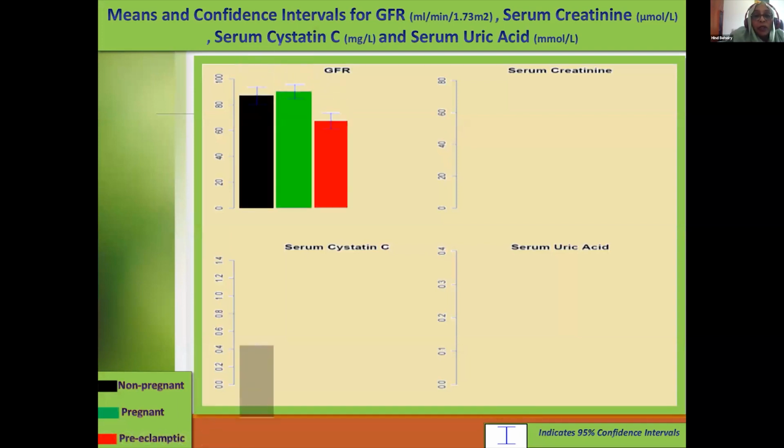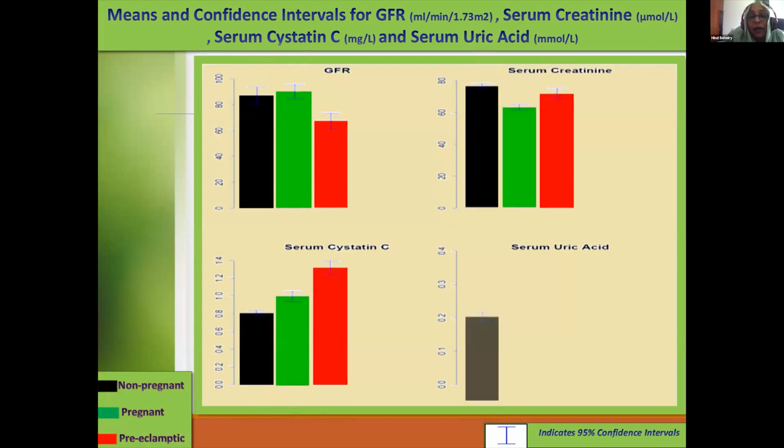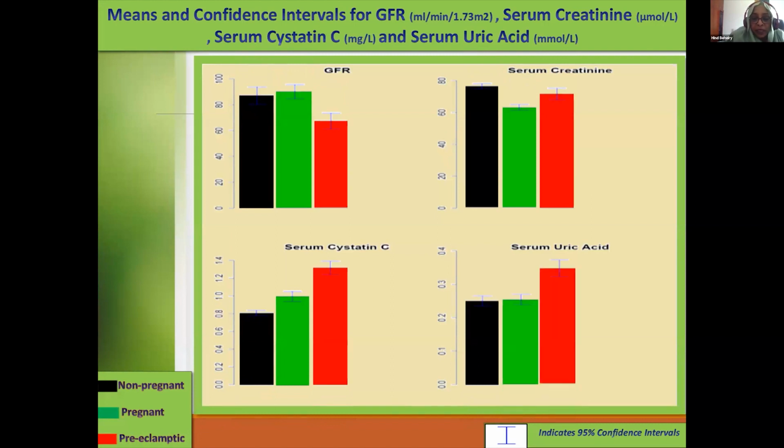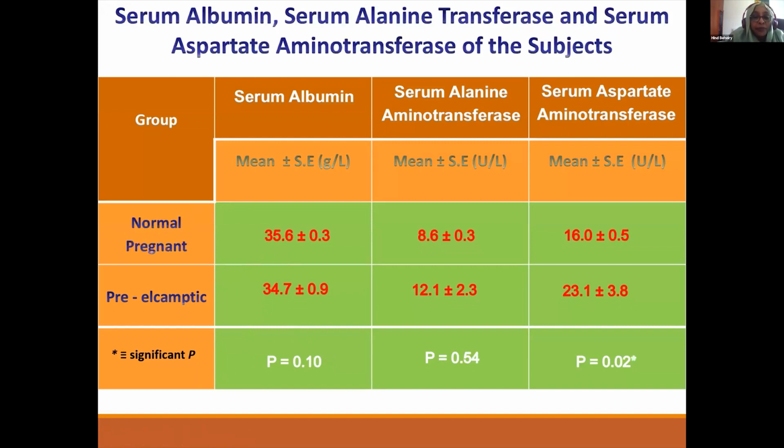This diagram as well shows the differences between the serum levels and the GFR of the three groups of subjects. Here, serum albumin, serum aspartate, and the serum alanine aminotransferase levels. As you can see, there is a significant difference between the non-pregnant and the preeclamptic levels in the serum albumin. Also here, it shows that there is a significant difference between the normal pregnant and the preeclamptic in the serum aspartate level.